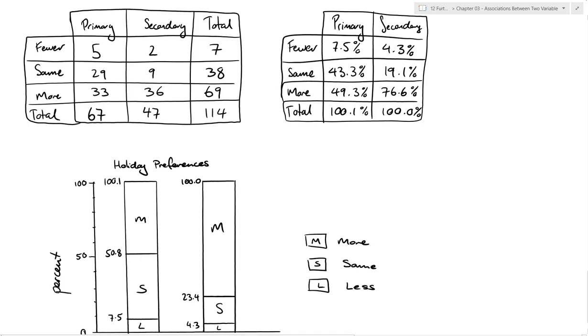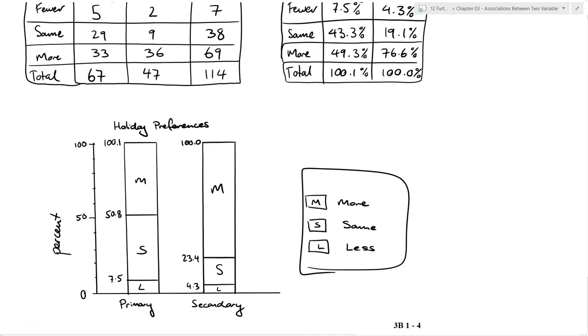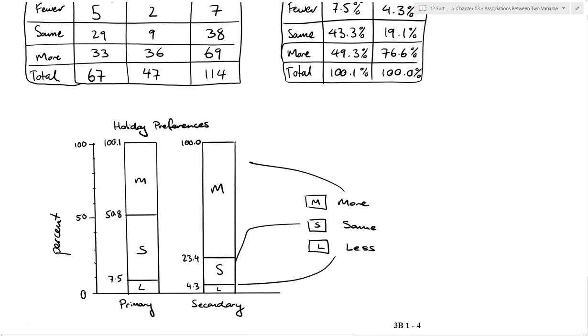And then I did the same for secondary school students. Here's my 4.3 starting there. And then 4.3 plus 9.1 gives me 23.4. And then 4.3 plus 9.1 plus 76.6 happens to be 100. It's my last line there. On my right here, you see that I have a key: more, same, less. It's really nice to have this key in the same order as the stacks so that it doesn't confuse the people who are watching or who are looking at your work.